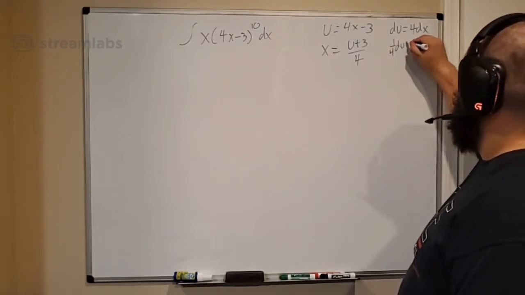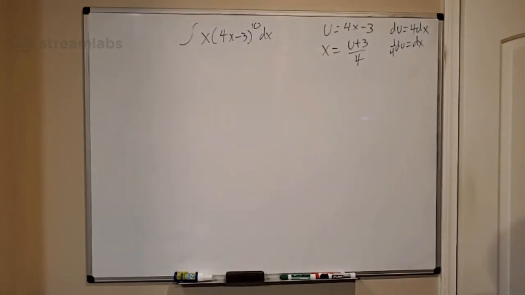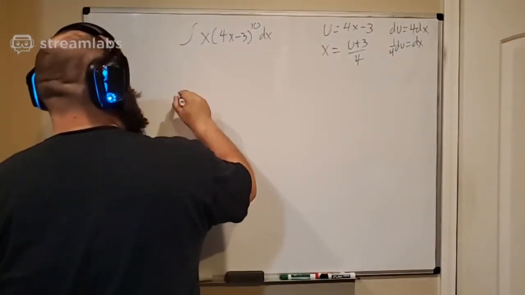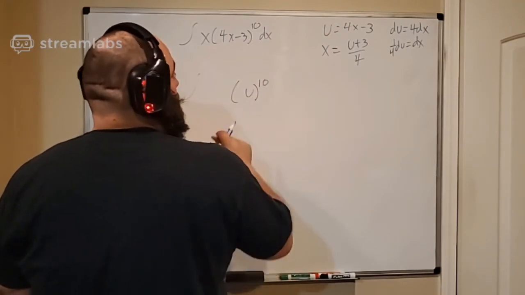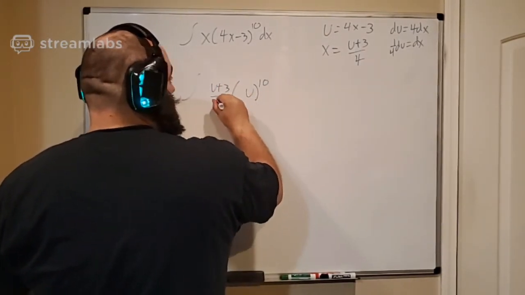So this is not something we haven't done in class. We've done this multiple times before with problems like this. We just are going to need all of those substitutions. So very easily, the u being 4x minus 3, I'll sub into my parentheses, so I get u to the 10th. The x is (u plus 3) over 4, and dx is 1/4 du.